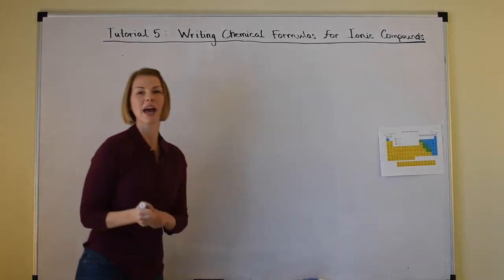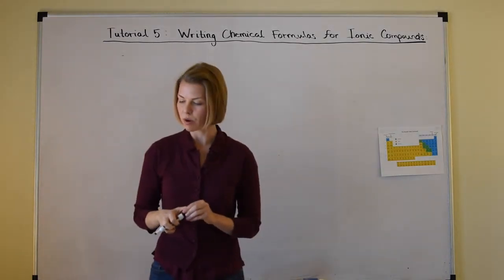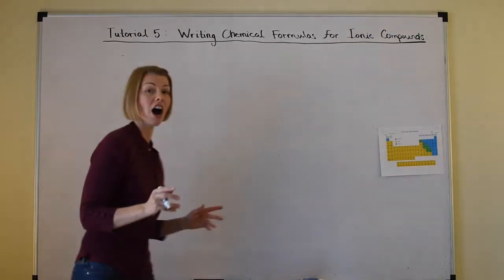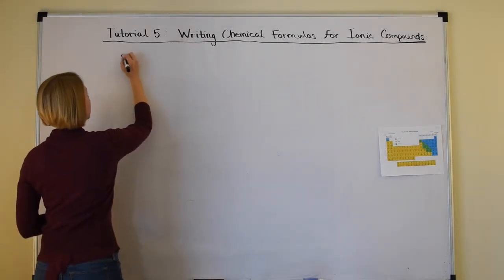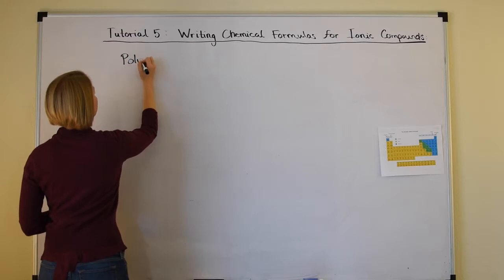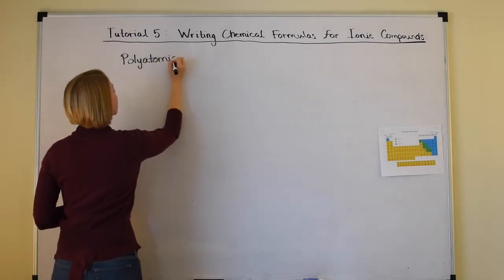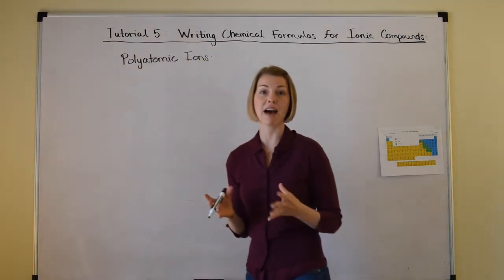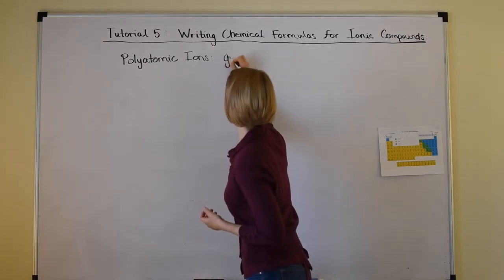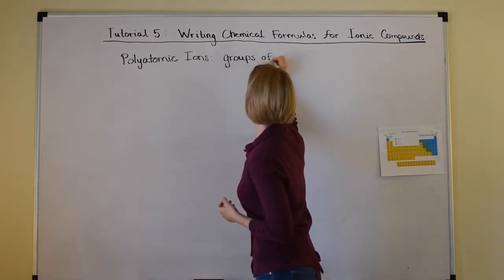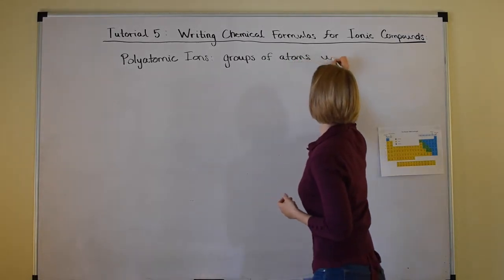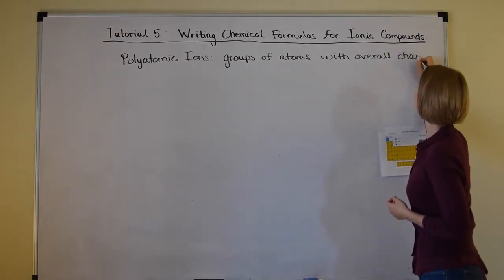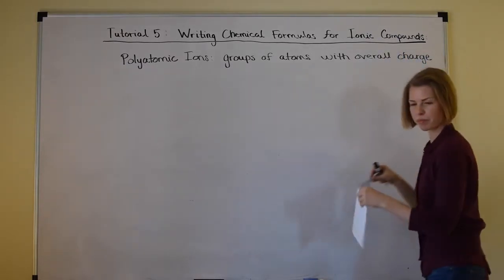Okay, we're going to go ahead and finish off this tutorial with slide 6, naming ionic compounds that contain a polyatomic ion. So first we're going to start out with what is a polyatomic ion. We're going to define that. Okay. Polyatomic ions are groups of atoms that have an overall charge. So I'm going to write here, groups of atoms with an overall charge. Okay, let's take this down.